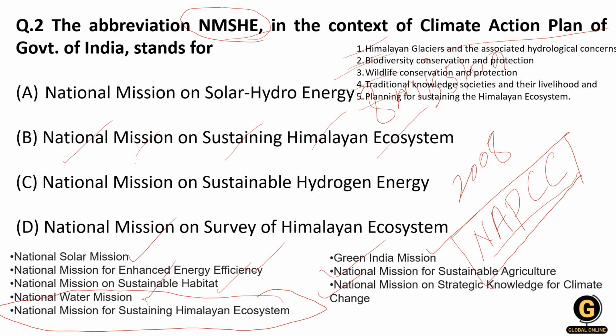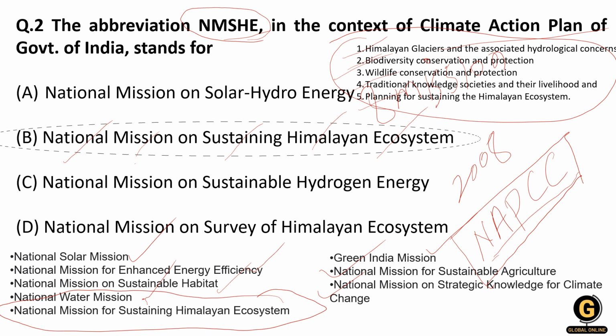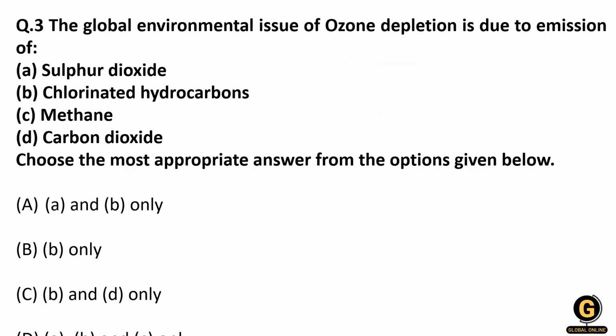So I hope in this small abbreviation question you have understood this National Action Plan on Climate Change. It has 8 missions. So these are the 8 missions. You can pause the video and read. And of that, the National Mission on Sustaining Himalayan Ecosystem has these 5 important goals. I hope now you have cleared this question. Moving on to the next question.